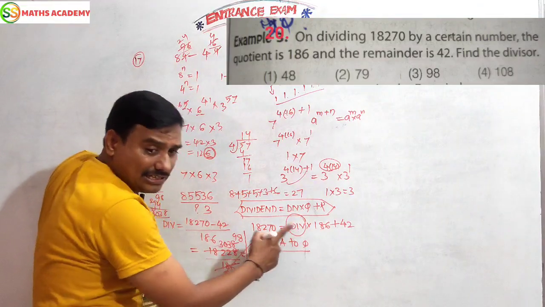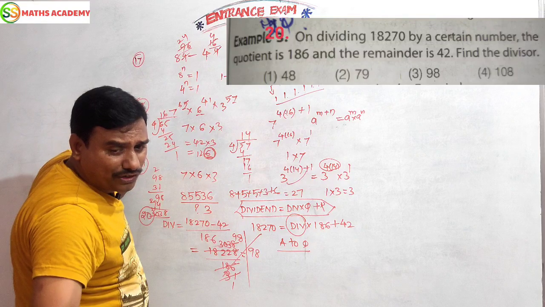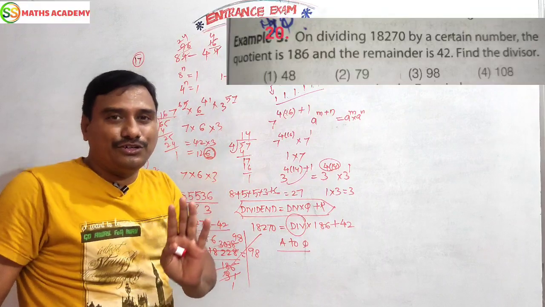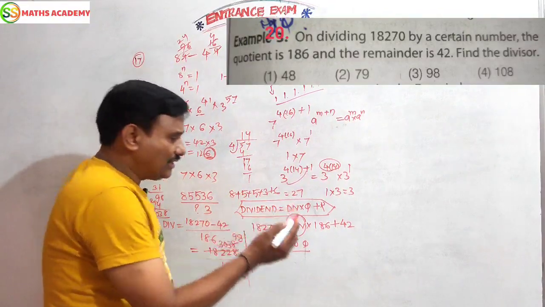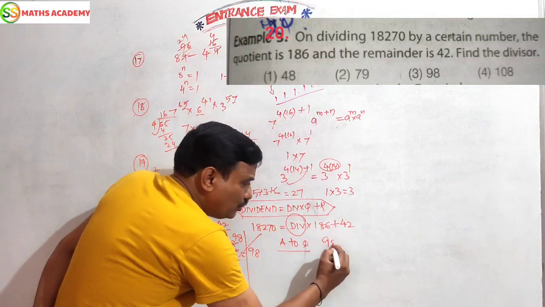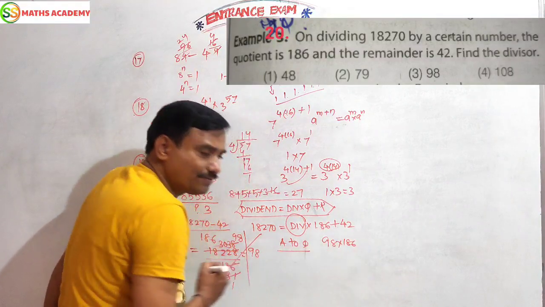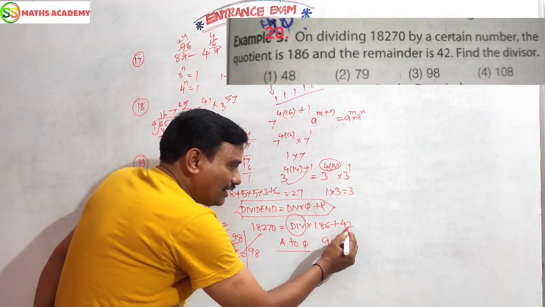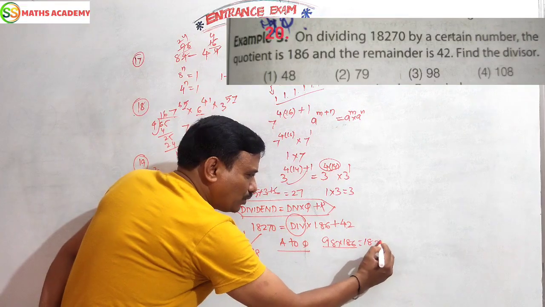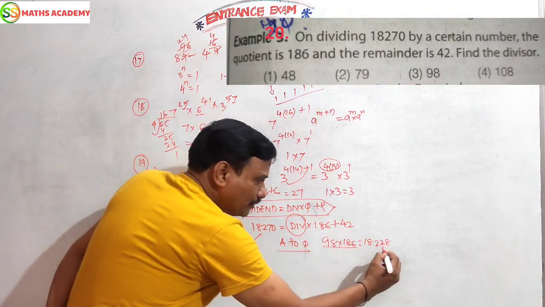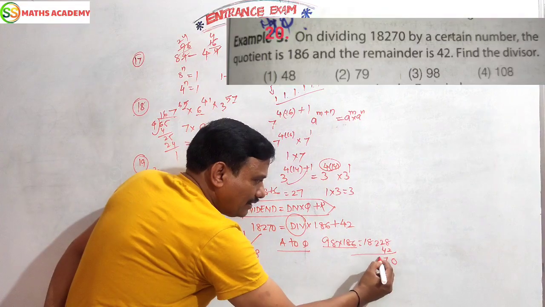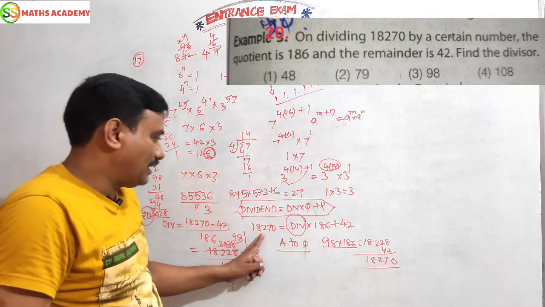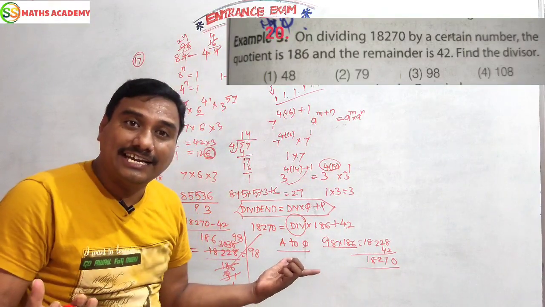Here, the answers in these four options are 48, 79, 98, 198. All the unit digits are 8 only actually. You can choose 98, for example. I am choosing it here. You multiply with 186. Okay? Now, after getting that, you should add 42. And this you multiply with 186, and add 42. 18,228 plus 42 is 18,270. We will get the LHS value.